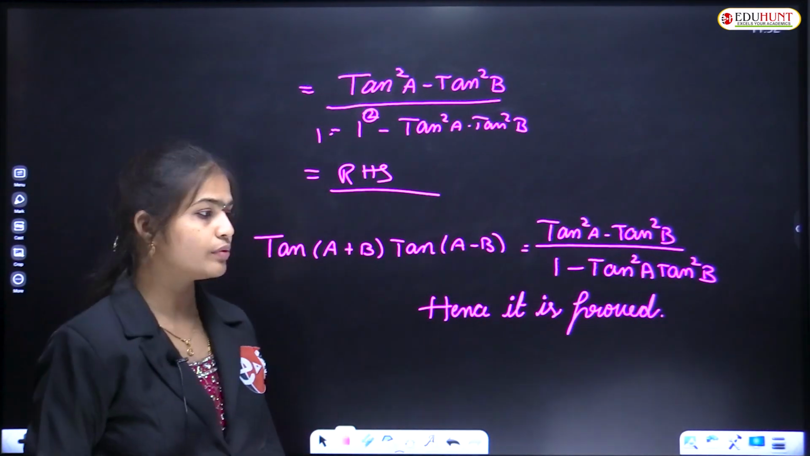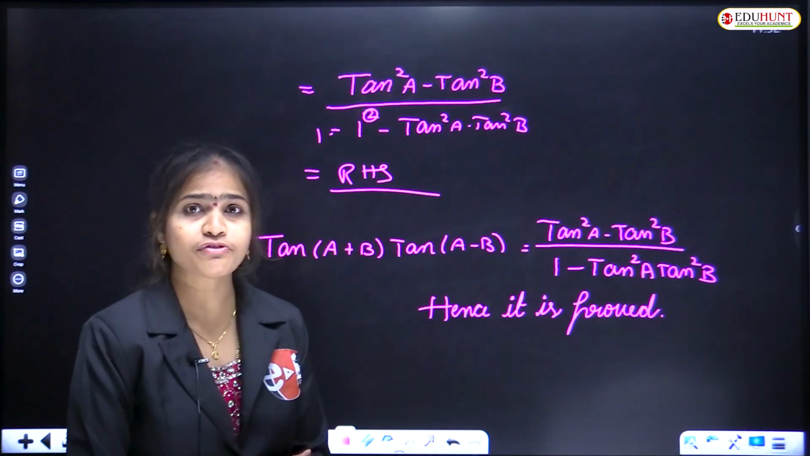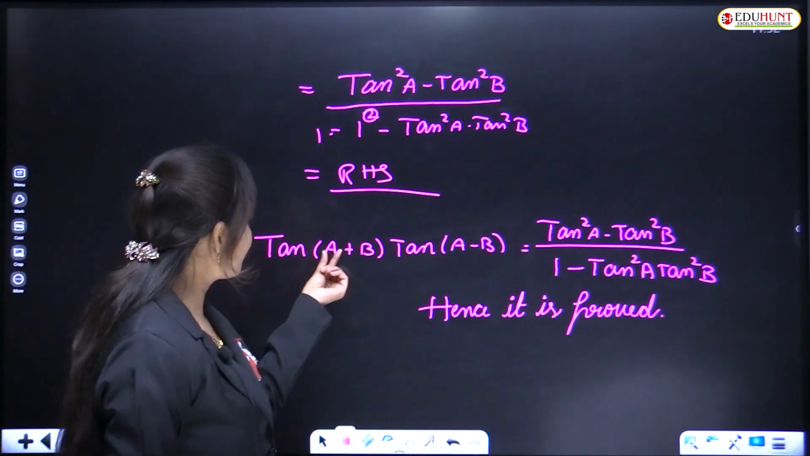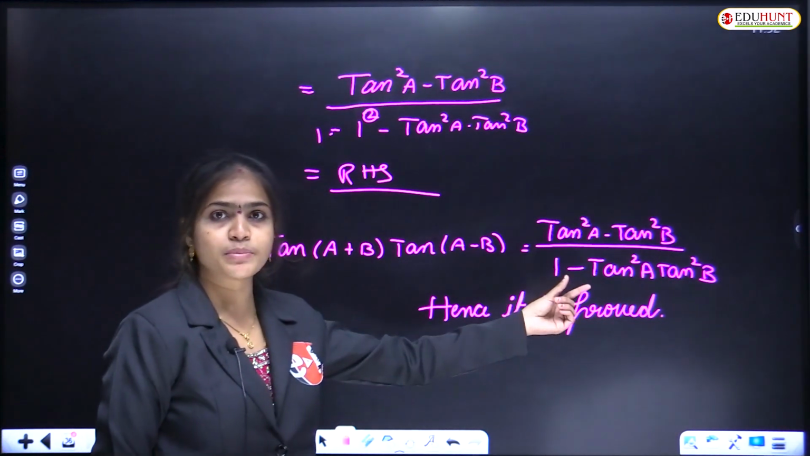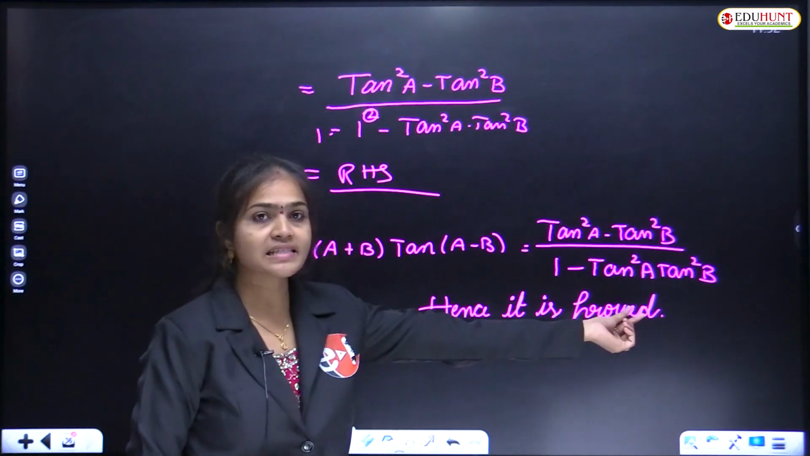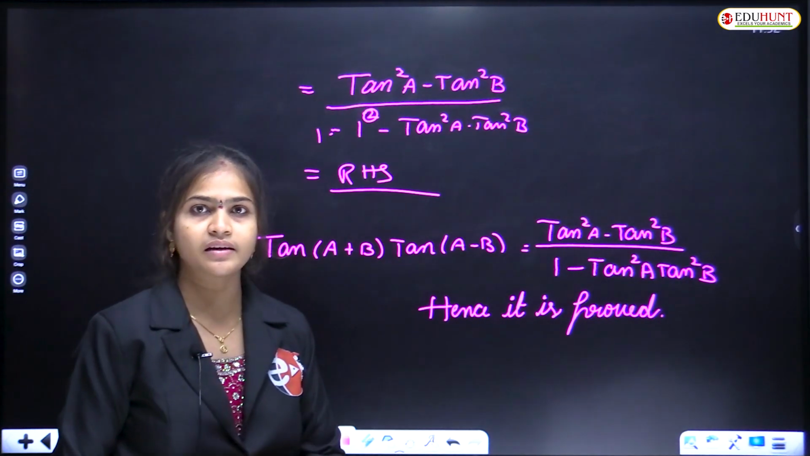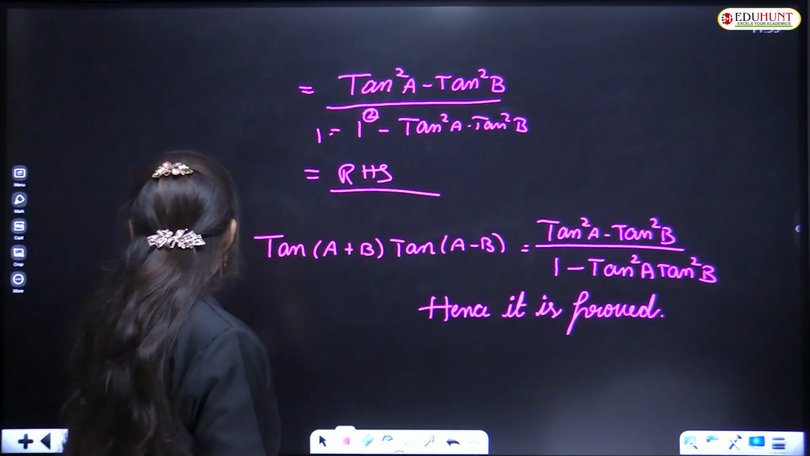Hence it is proved. Am I clear, children? So this is the first theorem. What is the first theorem once again? Tan of A plus B into tan of A minus B is equal to tan square A minus tan square B by 1 minus tan square A tan square B. Clear, children? So this is the first theorem. So let us see the second theorem.